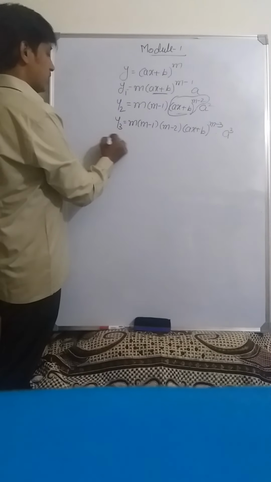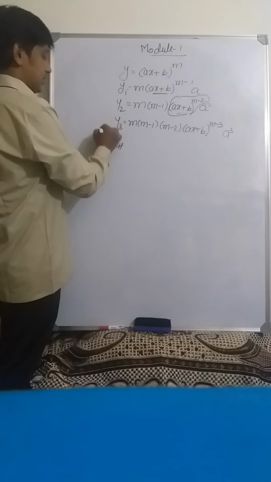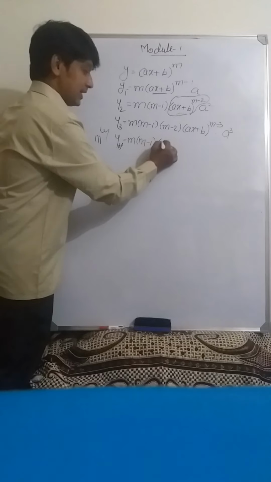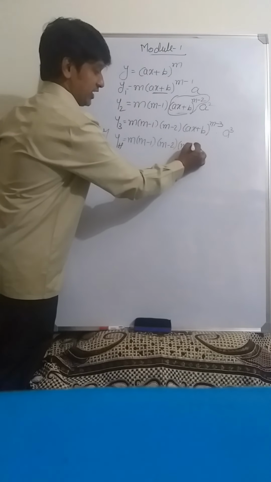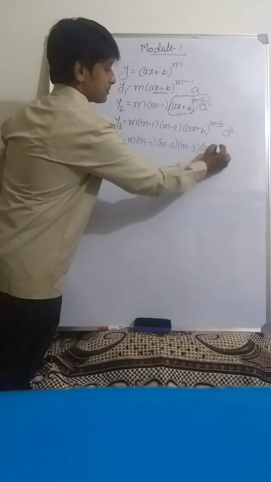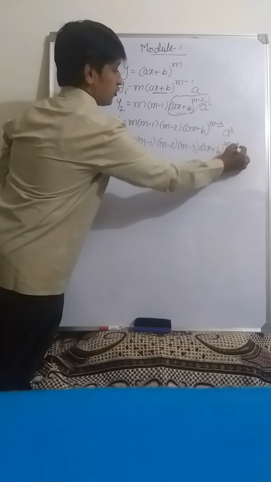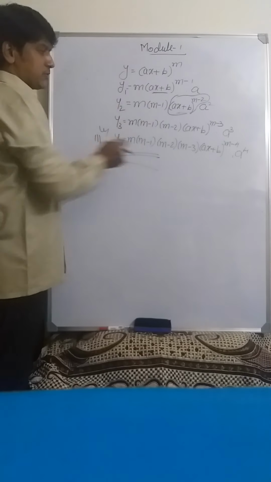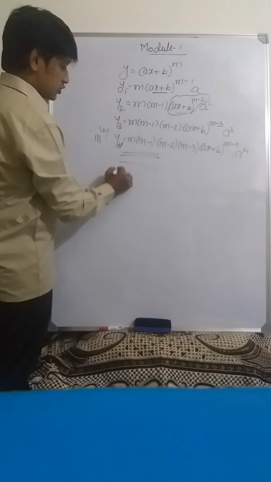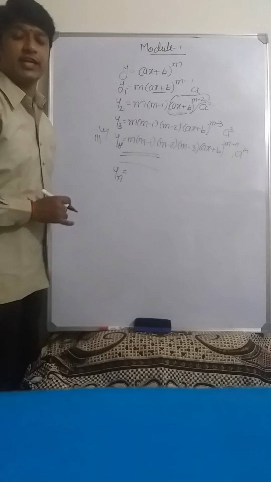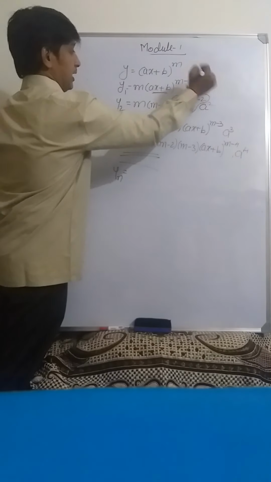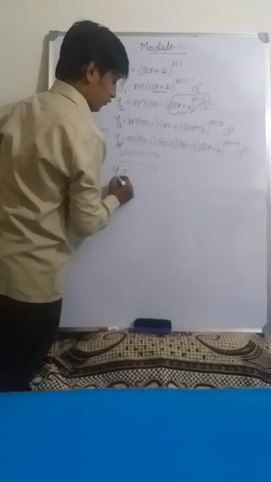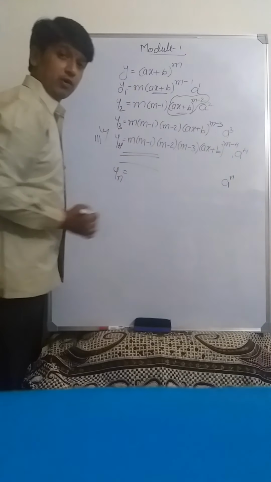Yes. So one can easily write the next term. Similarly, we can easily write down y4 is m, m minus 1, m minus 2, m minus 3, ax plus b power m minus 4, a power 4. Correct. Now carefully observe this. We have got a proper order. So from this we are in a position to judge what we are going to get in the nth term. See, for y1 a power 1, y2 a power 2, y3 a power 3, y4 a power 4. In yn it should be a power n.